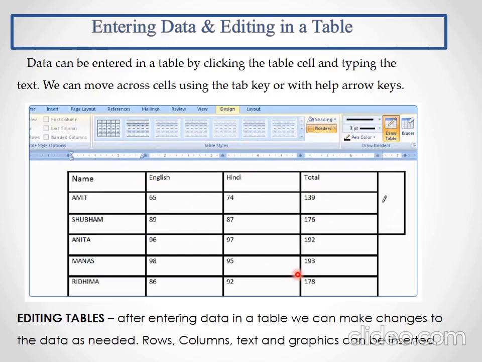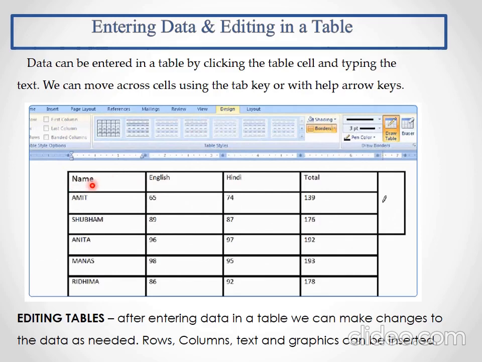Now you want to know how we can enter the data, how we can edit, and how we can make any changes inside the document, right? Data can be entered in a table by clicking the table cell and typing the text. What do we do when we want to enter text in a Word document? You already know. We move our mouse pointer and click, and the cursor will appear. The same way, click wherever you want in the table and the cursor will appear, so we can start typing.